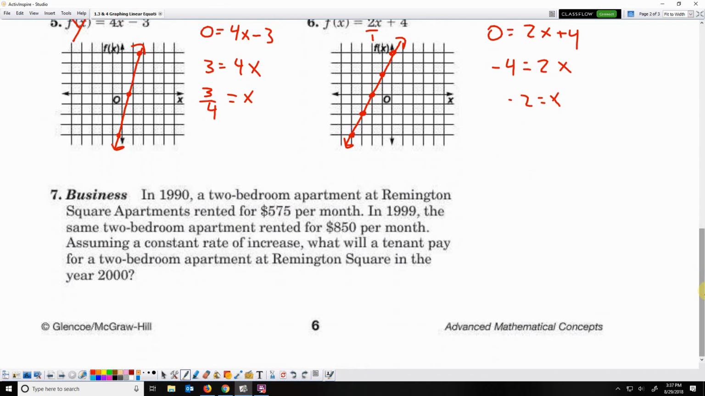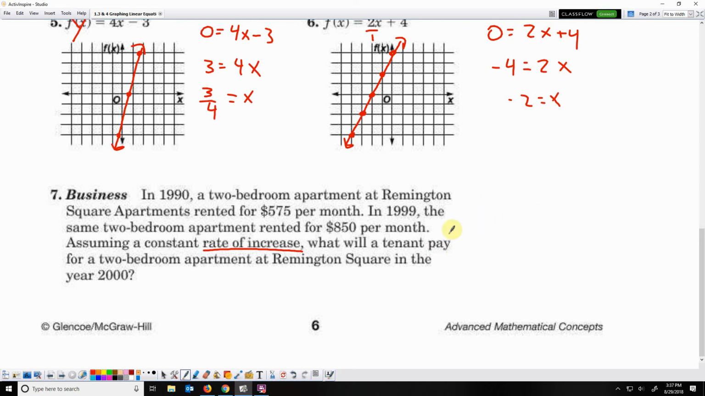So way back to 1990, a 2-bedroom apartment at Remington Square Apartments rented for $575 a month. In 1999, the same apartment was $850 per month. Assuming a constant rate of increase, and a rate of increase, that is the slope. So assuming a constant slope, what will a tenant pay for that same 2-bedroom apartment in the year 2000? So clearly we're going back a little ways with this.